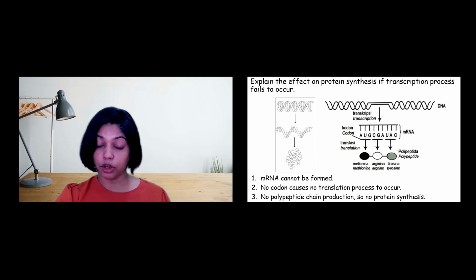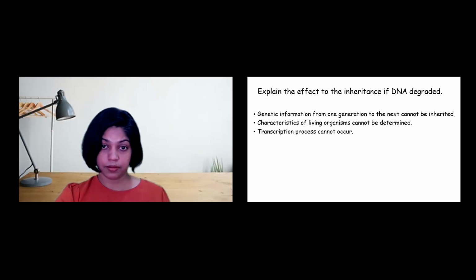If transcription does not occur, mRNA cannot be formed. Amino acids cannot be arranged into a polypeptide chain, so no protein can be synthesized. If DNA is degraded, genetic information cannot be inherited, so the characteristics of living organisms cannot be determined. In addition, degraded DNA cannot be transcribed to form RNA.